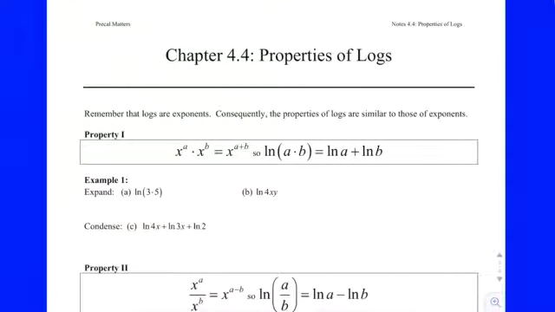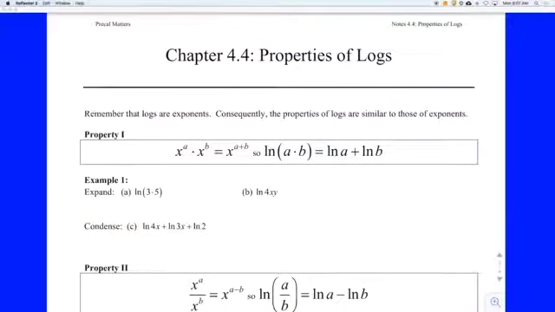And we're live, yeah. Chapter 4.4, Properties of Logs.